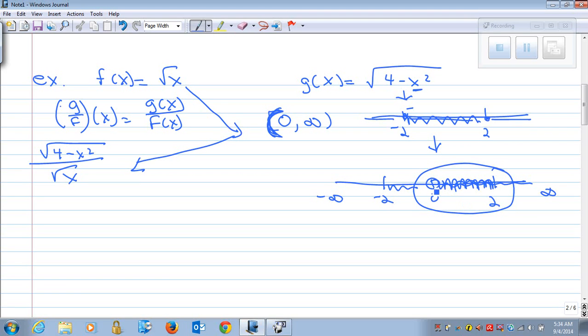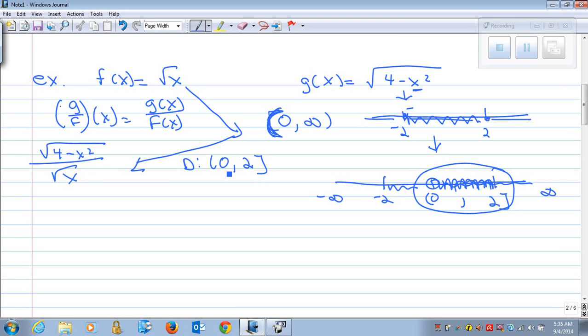And since we can't be equal to 0 because it's a denominator, you'll have a soft bracket here and a hard bracket here. And that will be your domain. So the first thing we're going to write over here is our domain would be from 0 to 2. And that would not be equal at 0, but anything greater than 0 up to 2.